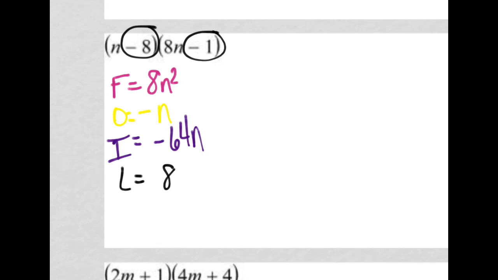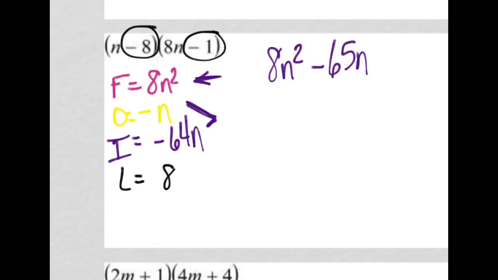And now it's time to smush it all together. Again, you'll notice I only have 1 with an n squared, so my first term of my answer should be 8n squared. I have 2 with an n, so I take negative 1 minus 64 and end up with negative 65n. And then I have one constant term of positive 8 that gets tacked on to the end. Hit pause for a second and you do number 3.